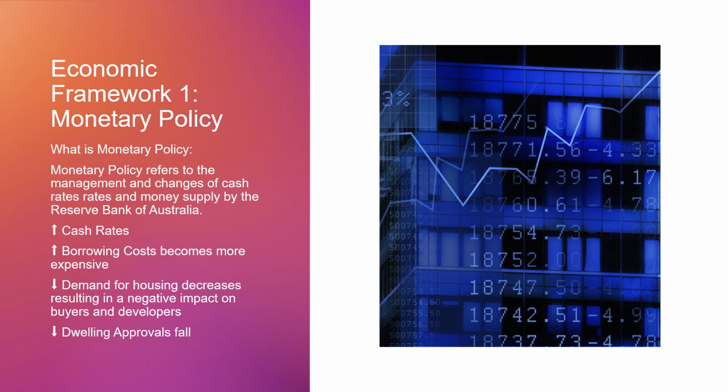Now, the first economic framework used in this analysis is monetary policy. This refers to actions taken by the Reserve Bank of Australia to influence economic activity through changes in the cash rate and money supply. When the RBA increases the cash rate, borrowing becomes more expensive for households and businesses. This leads to higher mortgage repayments and increased financing costs. As borrowing becomes less affordable, housing demand can decline. Developers may delay or reduce construction projects due to weaker demand and higher costs. Therefore, economic theory suggests that higher cash rates should lead to lower dwelling approvals.